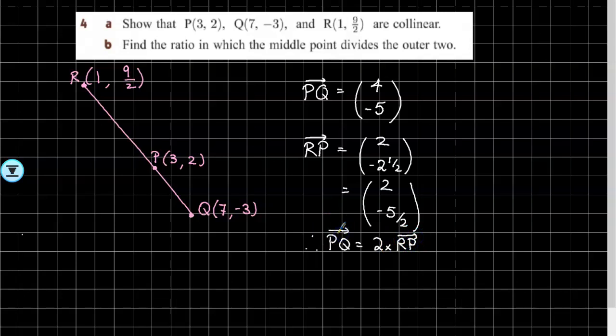Do we agree? Now, if you want to show it, you can, but I think this is pretty straightforward, that 2 lots of that, i.e. 2 times 2 minus 5 over 2 equals 4 minus 5, which is PQ. Right, therefore they are colinear.